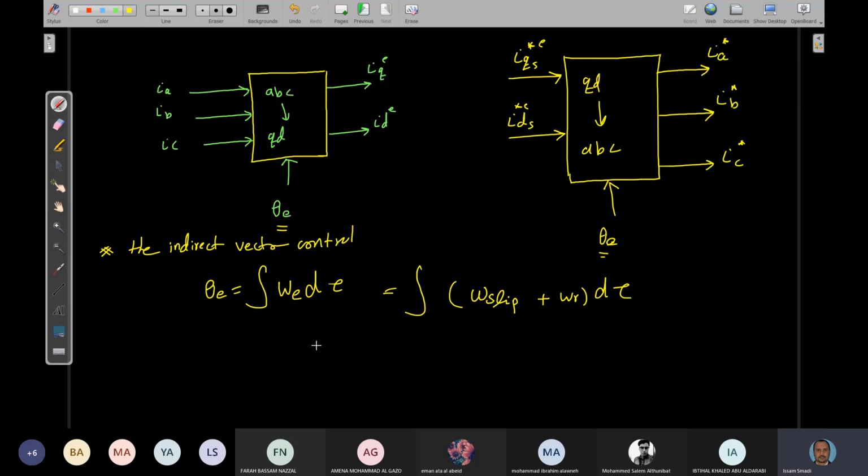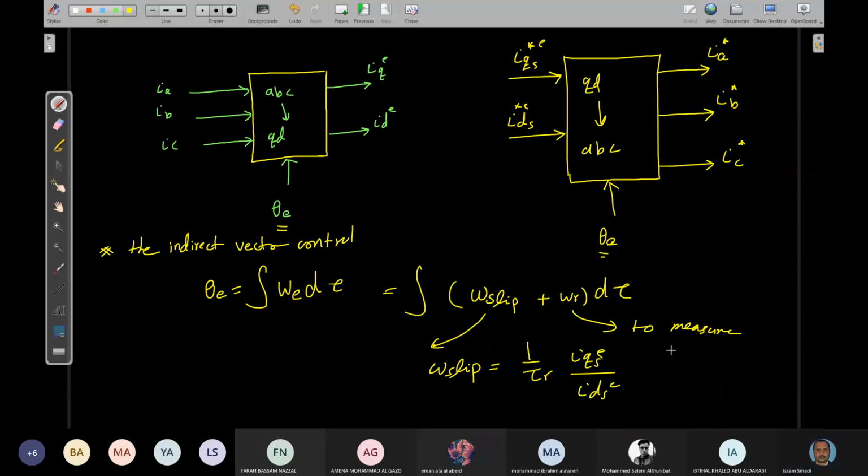And omega R, I can measure it, using a tacho generator or using an encoder, and I can calculate the theta. And omega slip I will calculate. Under the vector control, it was 1 over tau R, IQS over IDS. So now let's discuss the speed control under the indirect vector control.